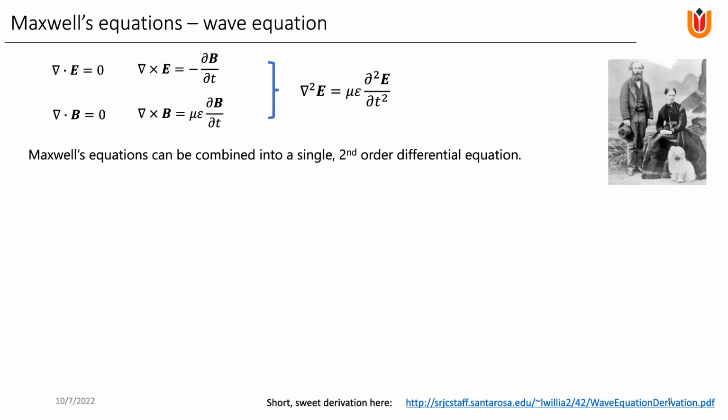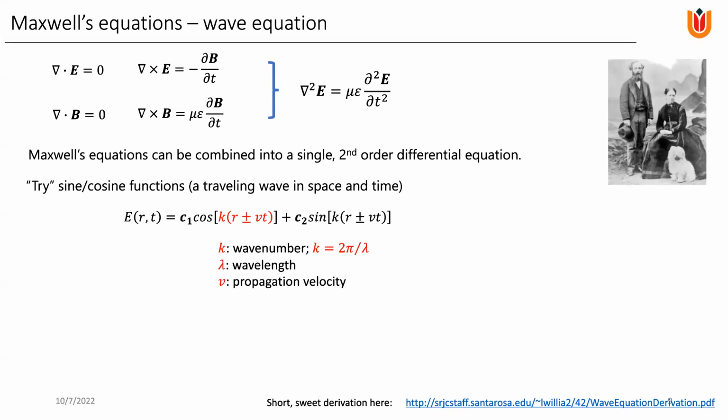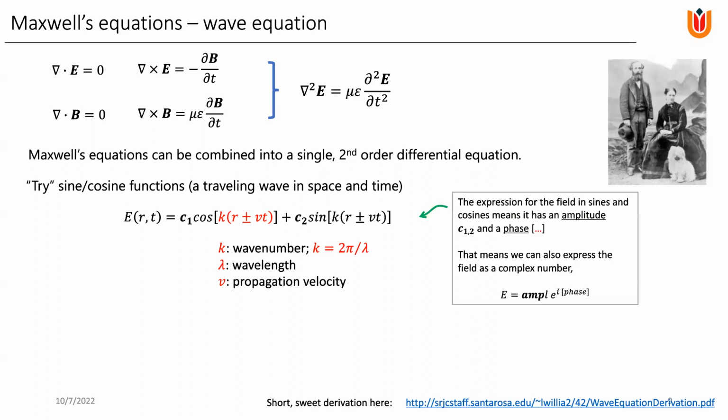Solve that using the usual methods, just trying sines and cosines. Then we'll find that one solution is a traveling wave in space and in time. It's the wavelength and the speed of light. Once we can write this as a complex exponential with an amplitude and phase that we already saw as well. And by substituting this expression in the equation itself, we can solve for C1 and C2, proportionality constants.